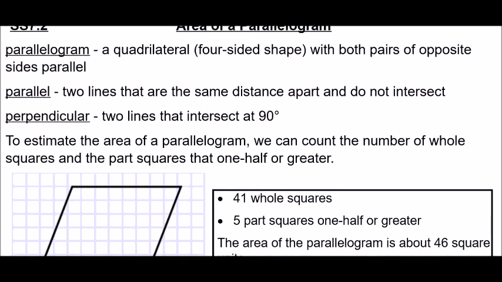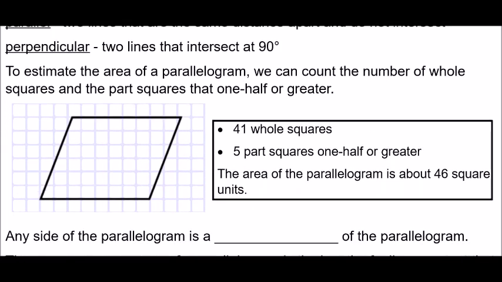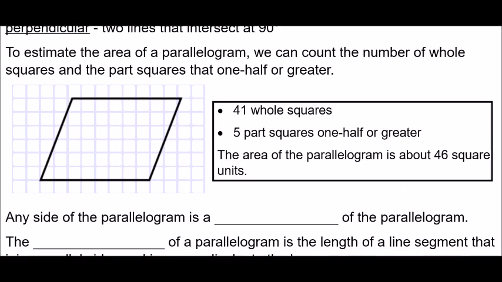When we're given a parallelogram, we can estimate the area of it by counting the number of whole squares and part squares that are 1/2 or greater. If I'm looking at the parallelogram in this diagram, I can count that there are 41 whole squares. And if I count squares that are 1/2 or greater, such as this one here or this one here, I can count 5. So by adding those together, I can state that the area of the parallelogram is about 46 square units.